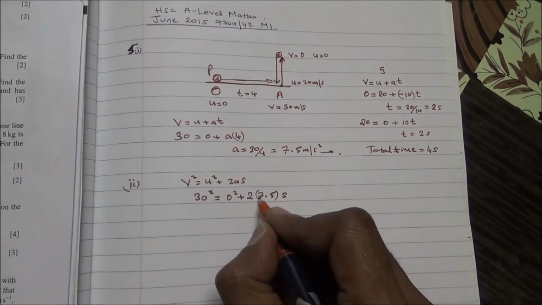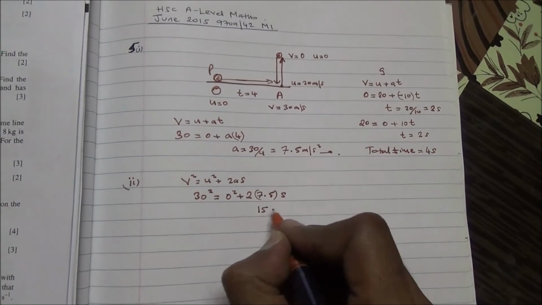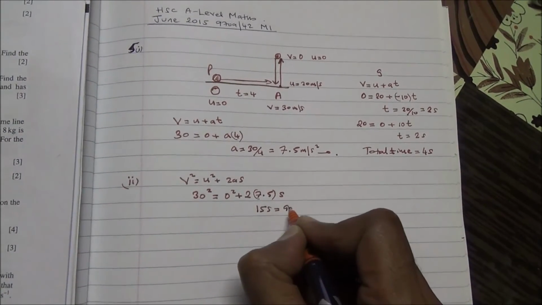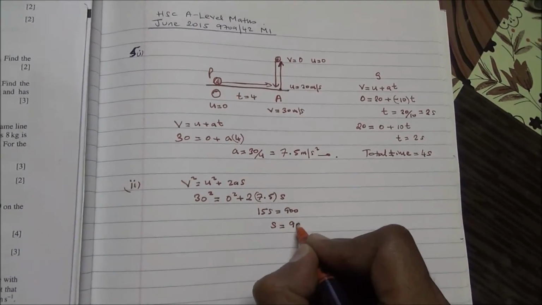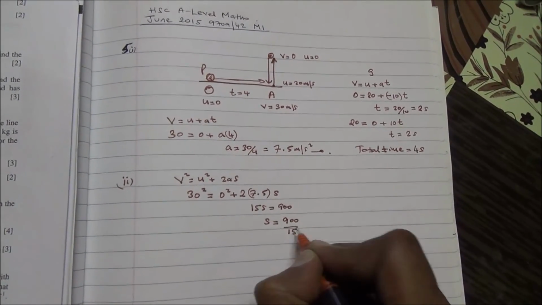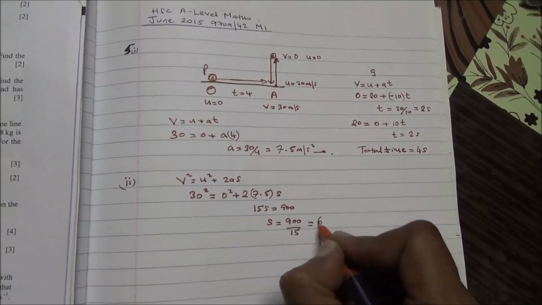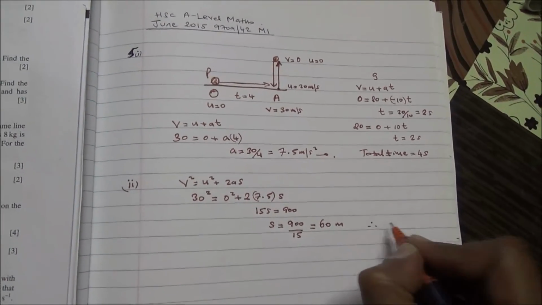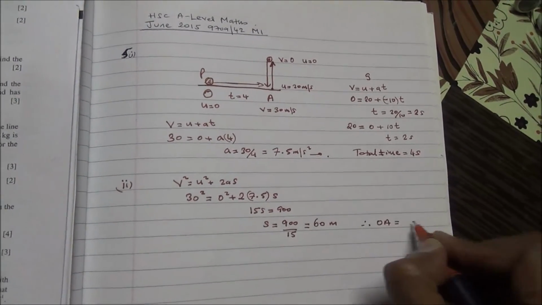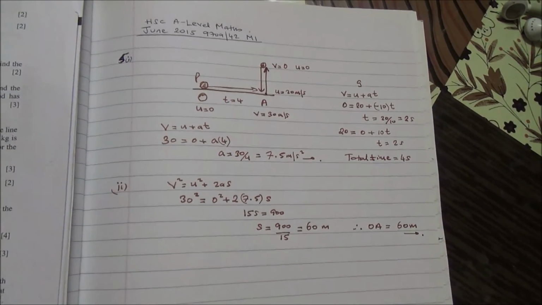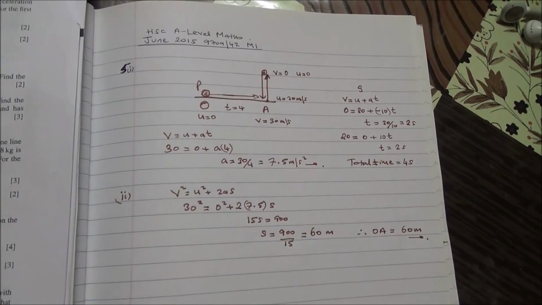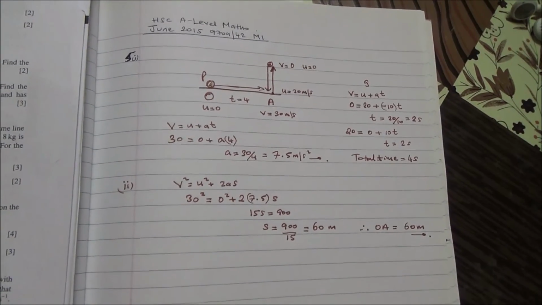So in other words, we have 2 times 7.5, which is 15s, is equal to 900. 30 squared is equal to 900. So the distance is going to be 900 divided by 15, basically 60 meters. Therefore, the distance OA for the second part is now 60 meters. Here we are for this question taken from June 2015 A-Level Maths HSC Mechanics 1.